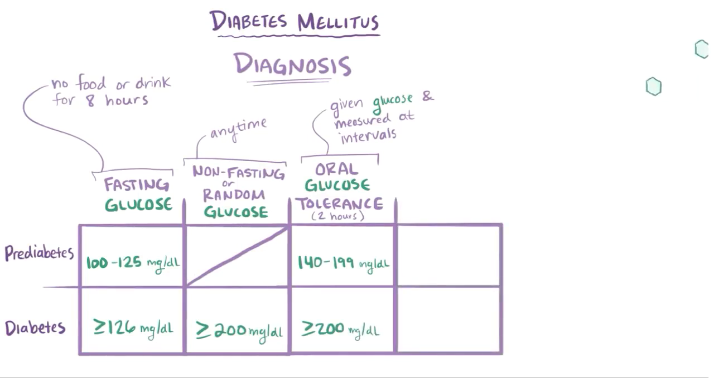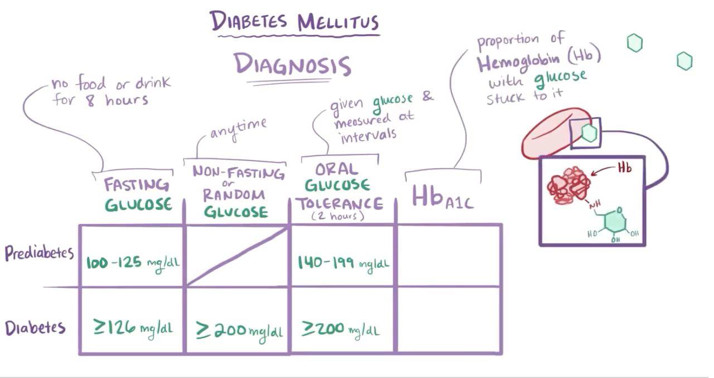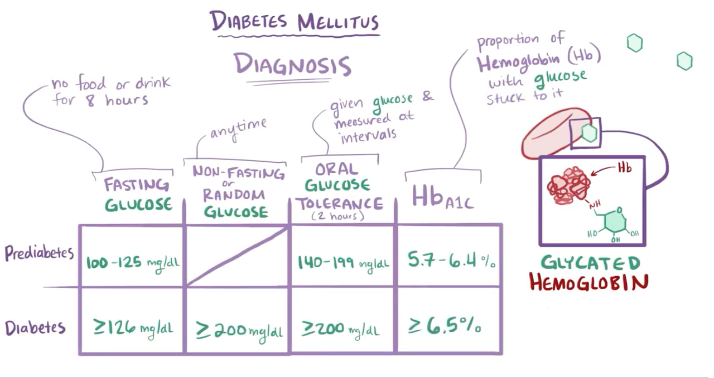Another thing to know is that when blood glucose levels get high, the glucose can also stick to proteins that are floating around in the blood or in cells. So that brings us to another type of test that can be done, which is the HbA1c test, which tests for the proportion of hemoglobin in red blood cells that has glucose stuck to it, called glycated hemoglobin. HbA1c levels of 5.7% to 6.4% indicate prediabetes, and 6.5% or higher indicates diabetes.